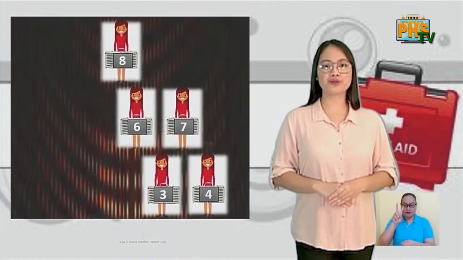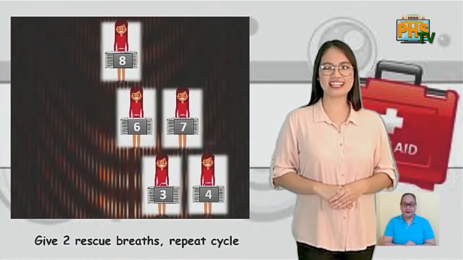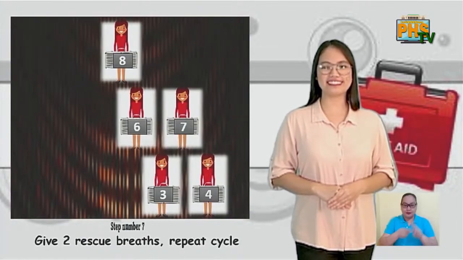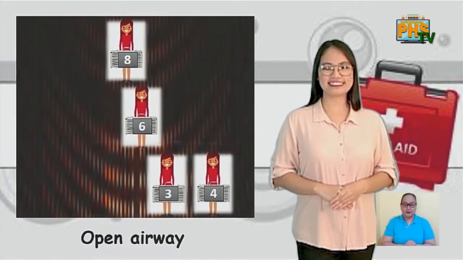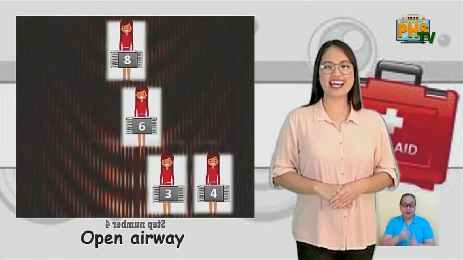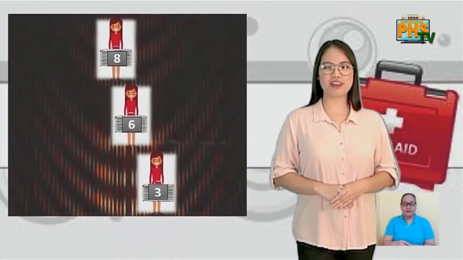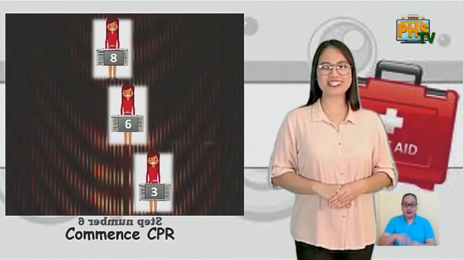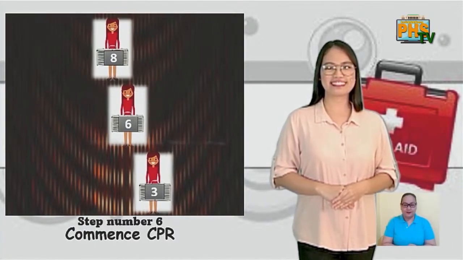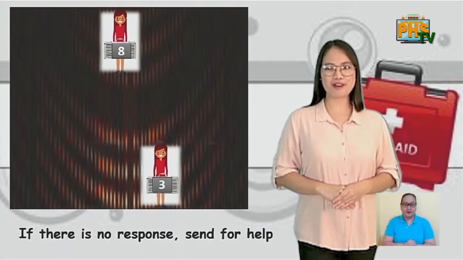5. Give two rescue breaths. Repeat cycle. You got it! It is step number 7. 6. Open airway. What a genius! The answer is step number 4. 7. Commence CPR. Far out! The answer is step number 6. 8. If there is no response, send for help. Terrific! It is step number 3.